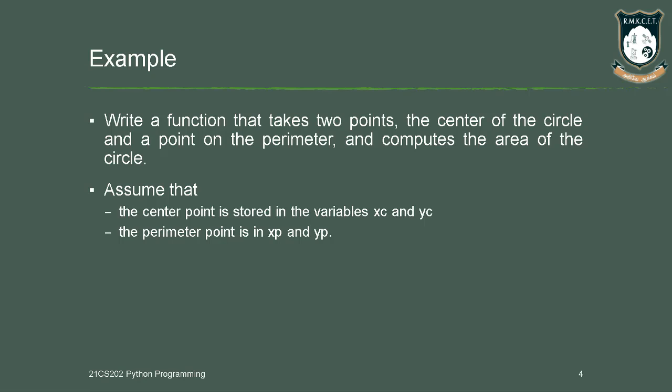To perform this operation, we take the variables xc and yc and xp and yp. Here xc and yc are taken as the center point, and xp and yp are the point on the perimeter. So in these four different values, we will be giving 2 points: the center point as well as a point on the perimeter.